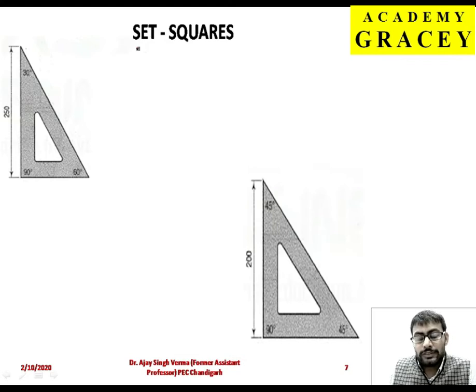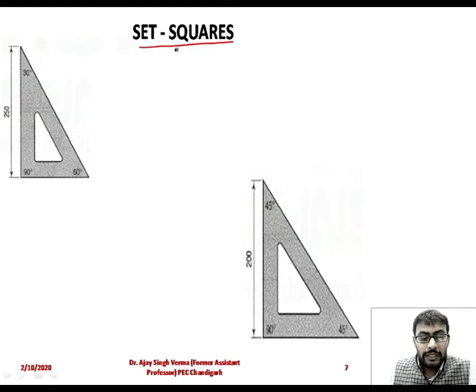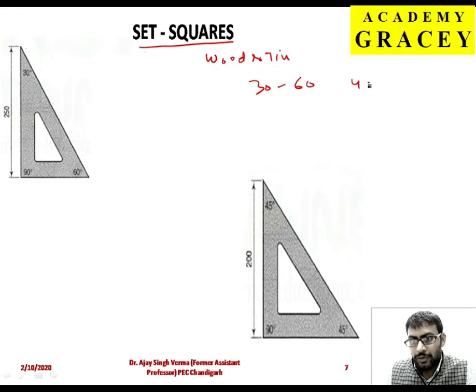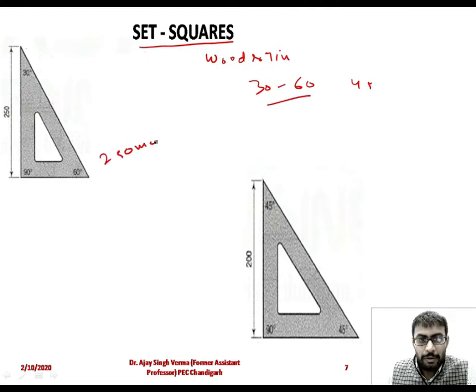So our next drawing instrument is the set square. Basically this set square is made of transparent plastic and other materials, wood and tin are also used to fabricate set squares. A set square is triangular in shape. There are 2 types, 30-60 and 45. The 30-60 set square has a length of 250 mm, and the 45-45 degree set square has a length of 200 mm.